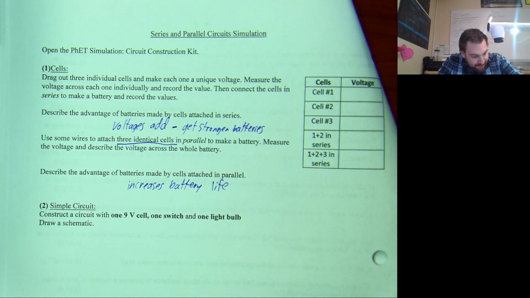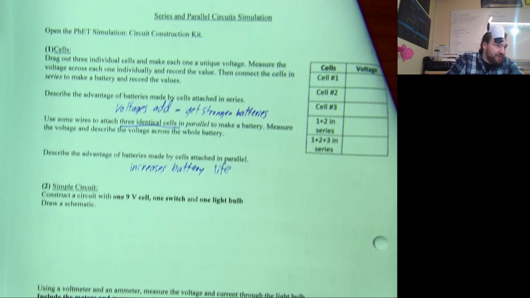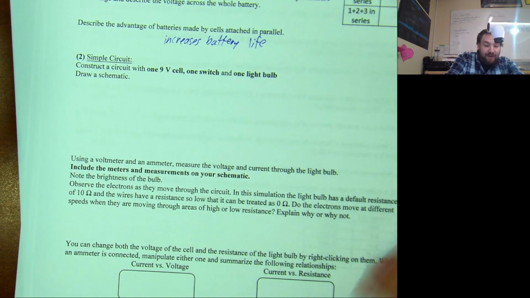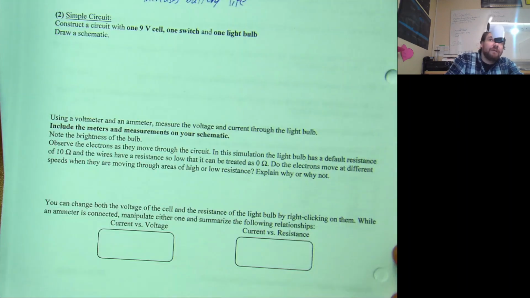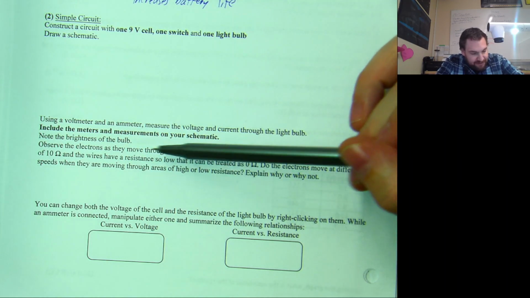Cool. I asked you guys to draw or construct and then draw a simple circuit. Did we have any issues with this? Okay. If we have no issues with this, I wanted you to do a few things. I wanted you to note the brightness of the bulb, observe the electrons as they move through the circuit.